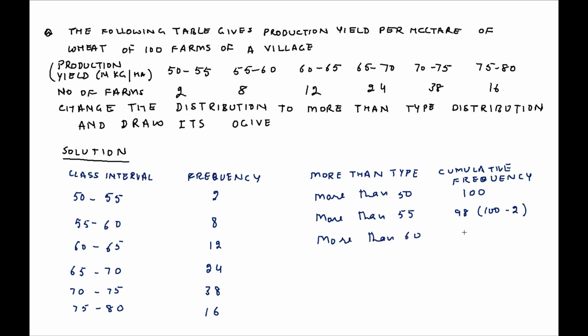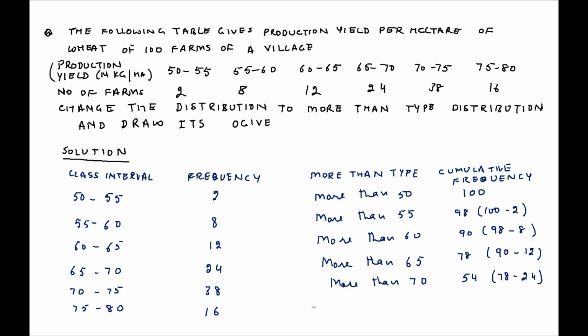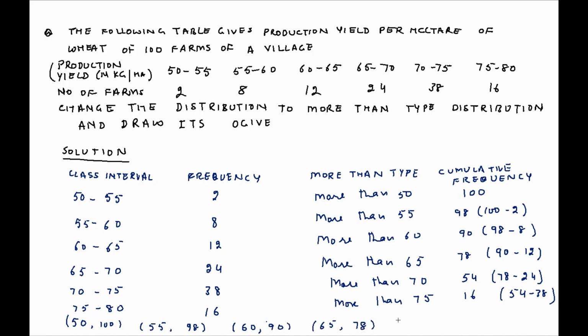More than 60, 90, 98 minus 8. More than 65, 78, 90 minus 12. More than 70, 54, 78 minus 24. More than 75, it is 16, 54 minus 38. So in order to draw the graph more than type, you will take the coordinates 50 and 100, 55 and 98, 60 and 90, 65 and 78, 70 and 54, 75 and 16.